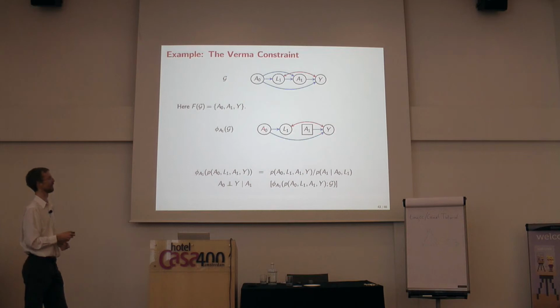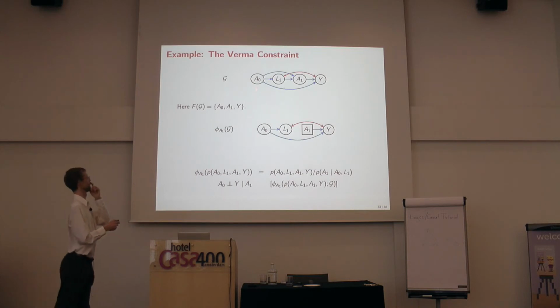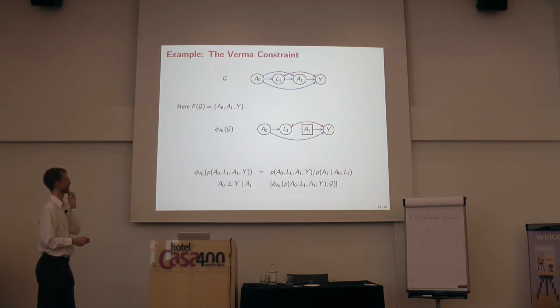I guess I could say, if the original graph did not have an edge from A0 to Y, then I would have that A0 is independent of Y given A1. A0 and Y, conditional on A1. If this edge were not there, A0 and Y would be d-separated given A1. So we can see that removing this edge gives rise to an independence constraint in this distribution where we fix A1.